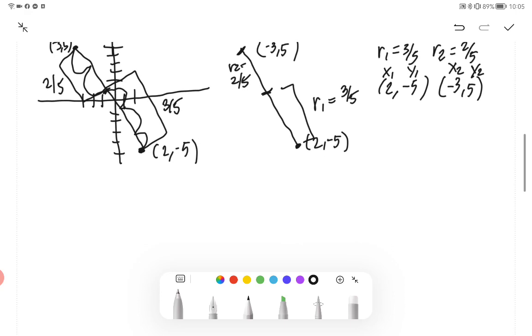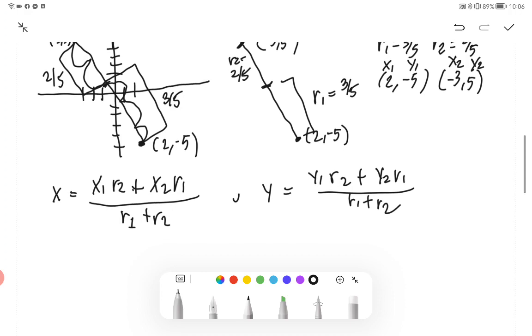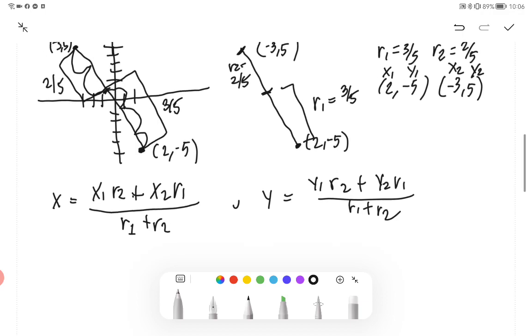For this problem, we will use this formula. We have x is equal to x sub 1 r sub 2 plus x sub 2 r sub 1, all over r sub 1 plus r sub 2. And for our y values, we have y is equal to y sub 1 r sub 2 plus y sub 2 r sub 1, all over r sub 1 plus r sub 2. Okay?